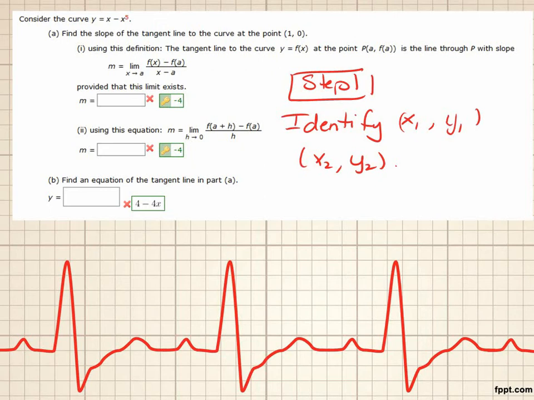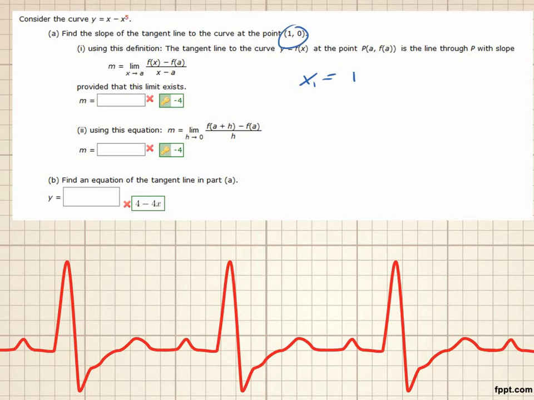You'll get there. Step 1, identify the first point and the second point. The first point's given to me. Do I give you the y value? No, I don't give you the y value. I don't like that WebAssign does it. You have to get that yourself. How do you get that y value? You plug it into the formula. So you plug it in into x minus x to the 5th.